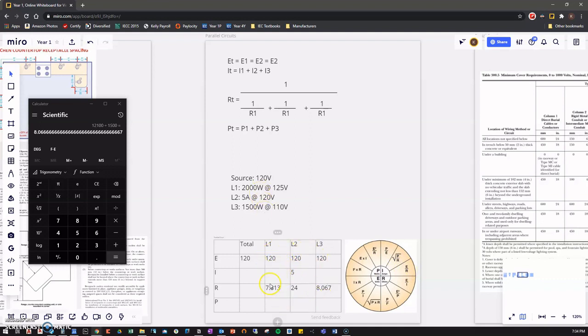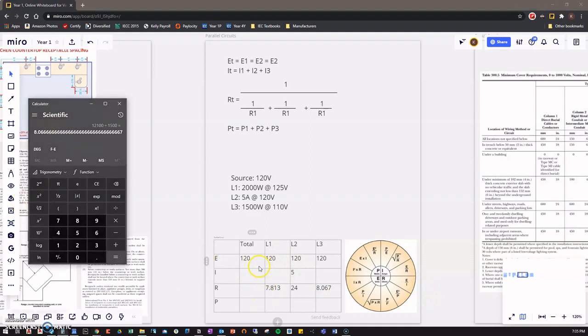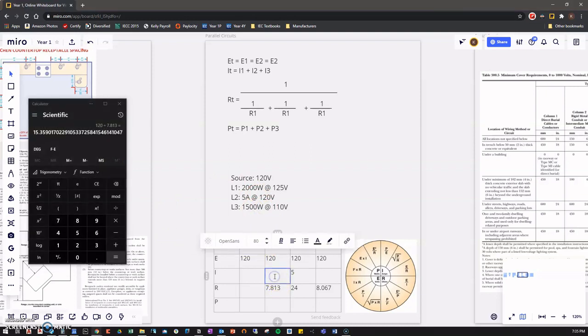And again, now we're using these values. Forget about these values at this point. We're all down here, right? So we're going to say E divided by R. So 120 divided by 7.813. We get 15.359. Okay.